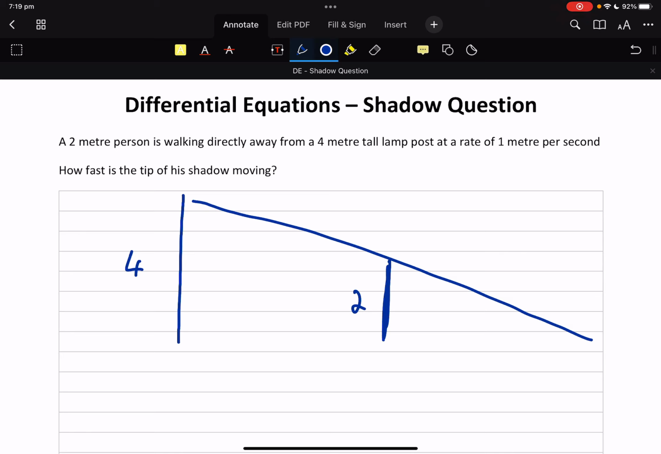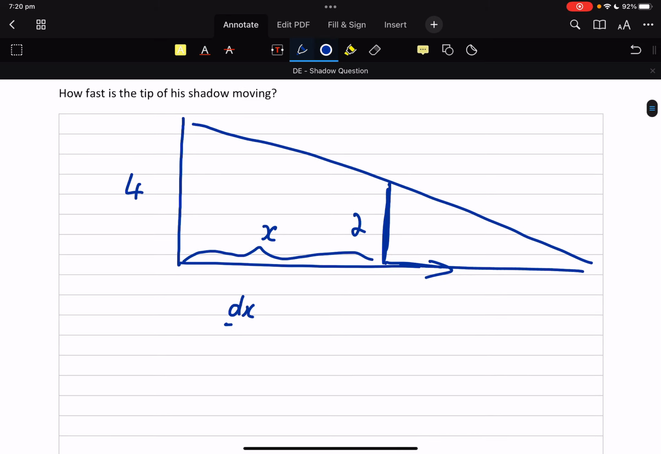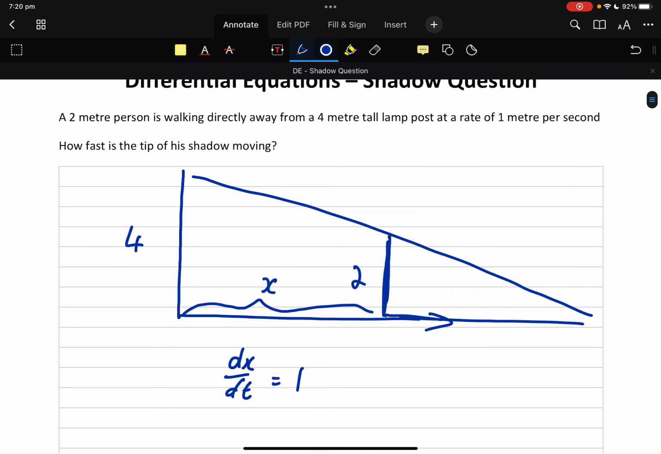Your person is walking that way, directly away from the lamp post at 1 metre per second. So we've got to work out what that means. So let's just draw the whole triangle. Remember, the lamp post is fixed, it's stationary, it's connected to the ground right there. So if I label that little section as x in there, then dx dt is 1.